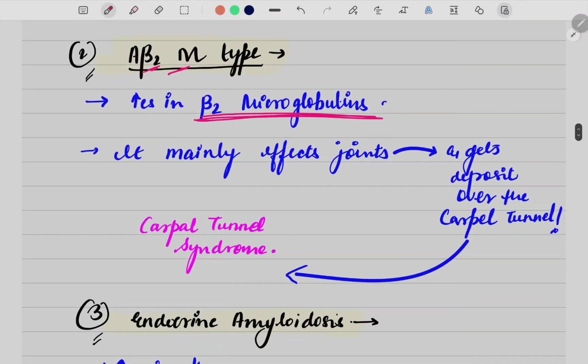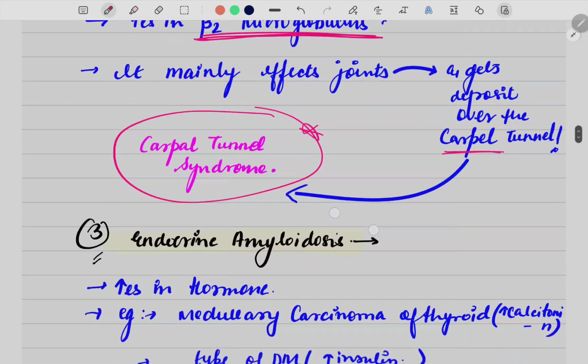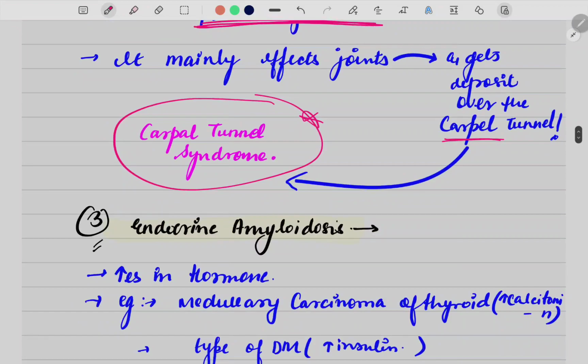Now it is mainly affecting the joints. So what happens in the joint region? There is accumulation of calcium, and especially over the carpal tunnel, leading to the carpal tunnel syndrome. So there is deposition of calcium over these joints, leading to the carpal tunnel syndrome.